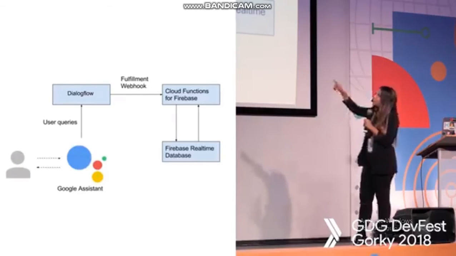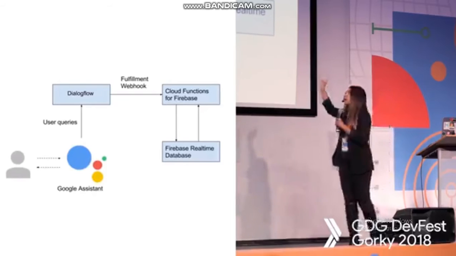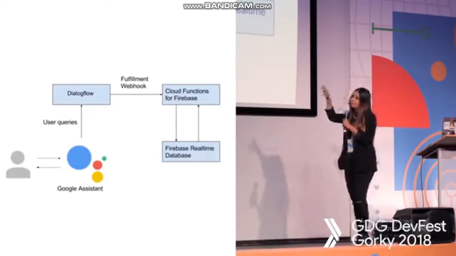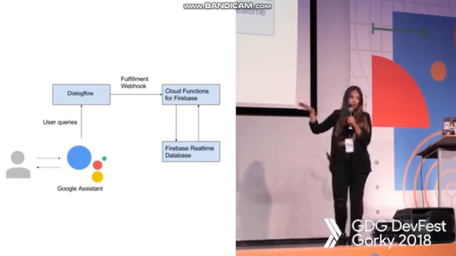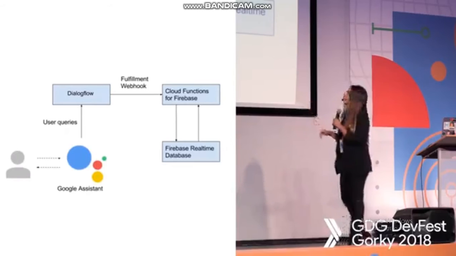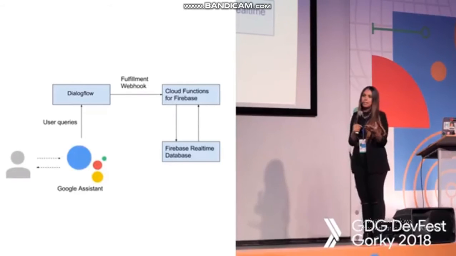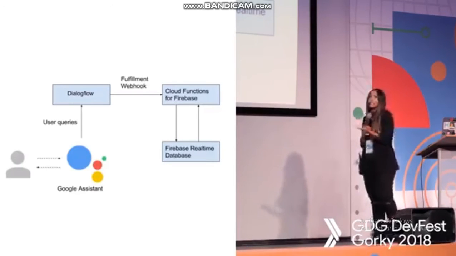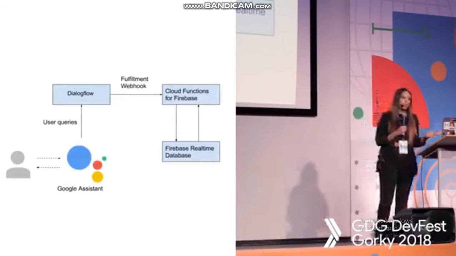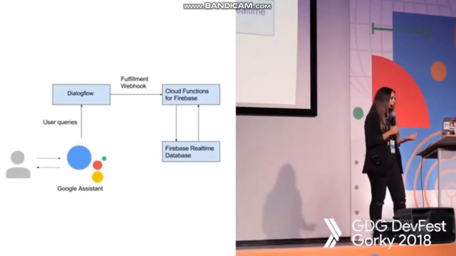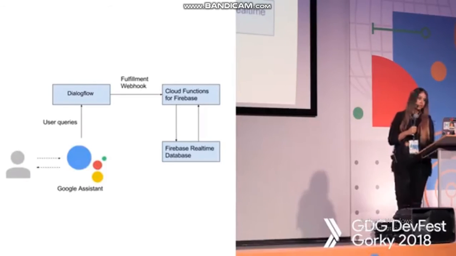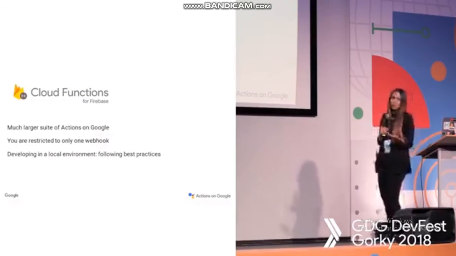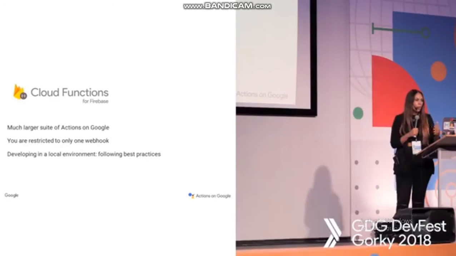And then what Dialogflow is going to do is go into our fulfillment webhook, right? And then it's going to be related with cloud functions in Firebase. We're going to take a look. And then we can interact with Firebase in many different ways. In this case, we can actually use the real-time database. Also, we can use Firestore, right? Or also storage.